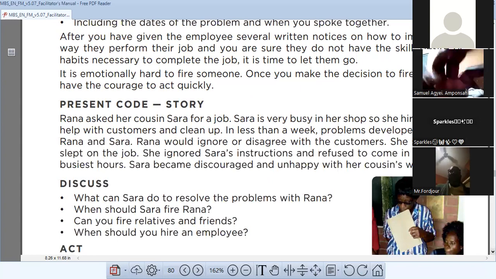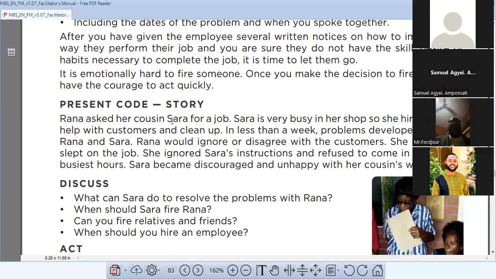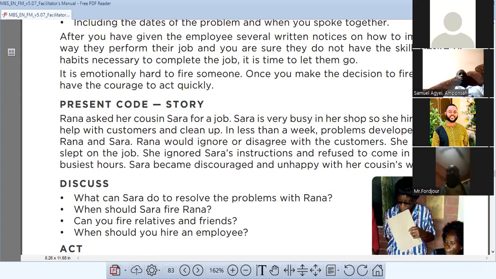Okay, Mr. Foju, there is a story that I want us to read for Rana. Do you see that story? It says the court story here. Mr. Mello, welcome. Thank you, sir. I noticed you're having challenges to log in. Mr. Foju, can you see the story that I'm talking about? Rana asks her cousin? Is that the one? Yes, that's the one. Yes, go ahead.